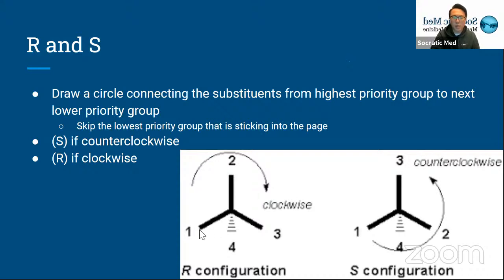So in this diagram below, you can see that the highest priority group is on the bottom left side. The second highest is pointing up, and the third highest is pointing to the right. When you draw a circle, you connect 1 to 2 to 3, and that shows a clockwise circle. So that would be R configuration. And then for S configuration, it would be the opposite. Starting from 1, if you draw a circle from 1 to 2 to 3 on the right, you can see the circle goes counterclockwise. So that's an S configuration.